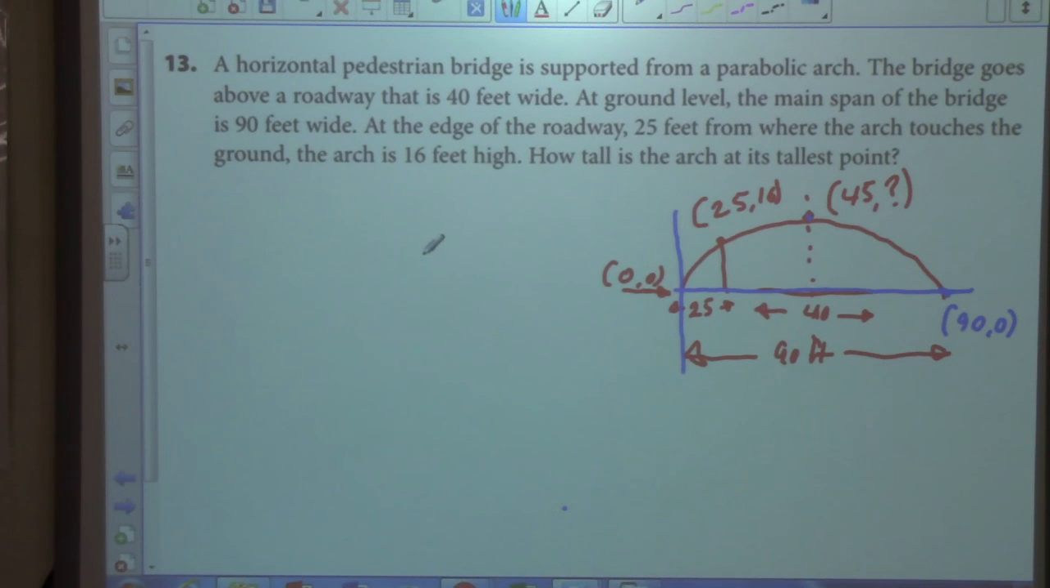Okay, so the first equation is 0 equals a times (0 minus 45) squared plus k. Then below it, the other equation is 16 equals a times (25 minus 45) squared plus k. And then you subtract... oh no, you simplify first. Okay, let's simplify first.